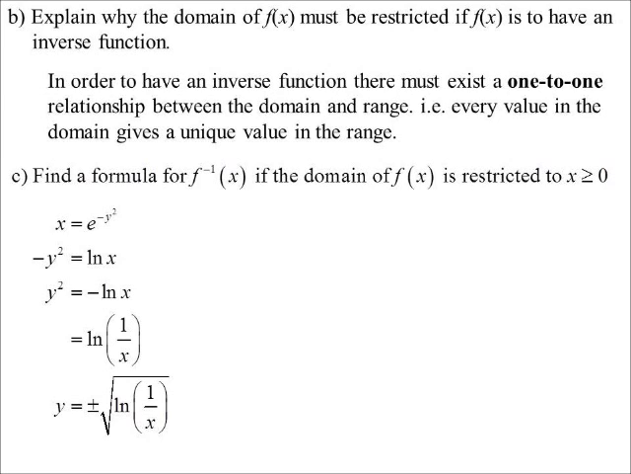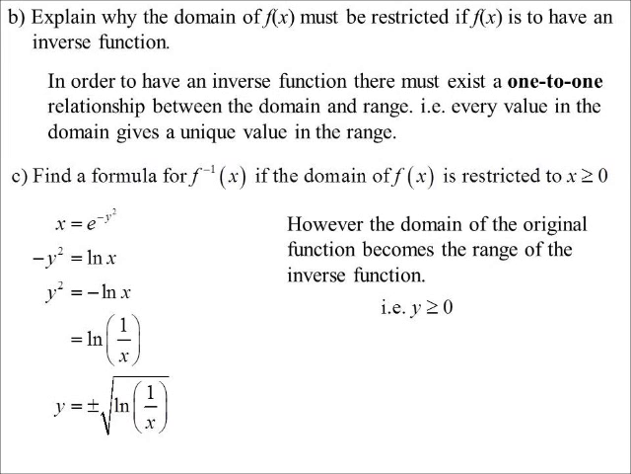There's our two possibilities. Which one of those two possibilities do I want? Well, we've restricted the domain of the original function to be x is greater than or equal to 0. Therefore, the range of our new one has to be positive. So I've got to pick the positive square root. So y is equal to the square root of the log of 1 on x.